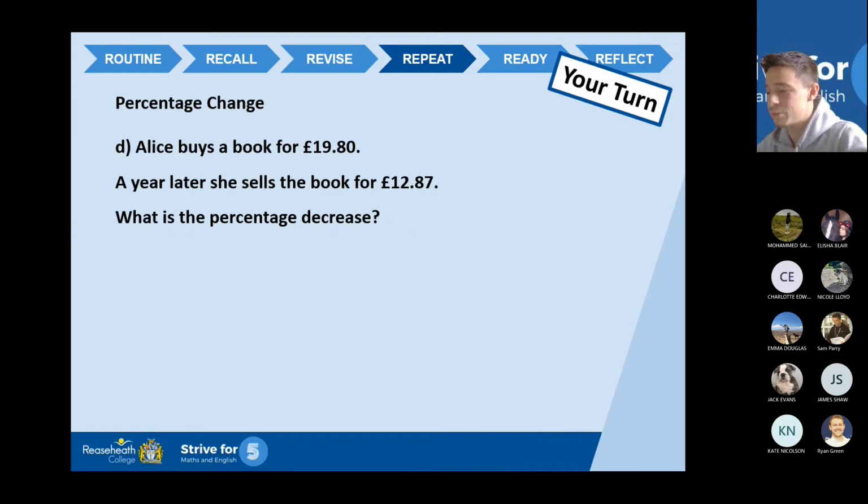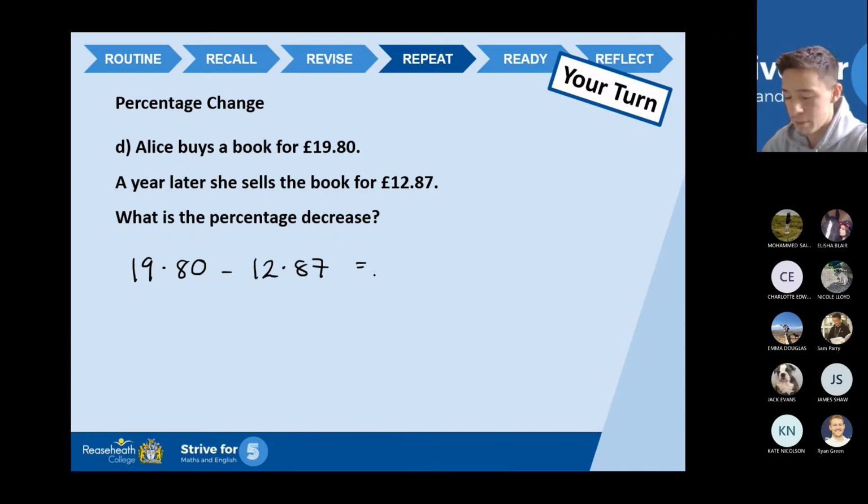So work out the difference between the two values. The biggest number, subtract the smallest number. That will give you your difference. 19.80 minus 12.87. So once again, in a calculator, there we go. £6.93. That's the difference between the two values.